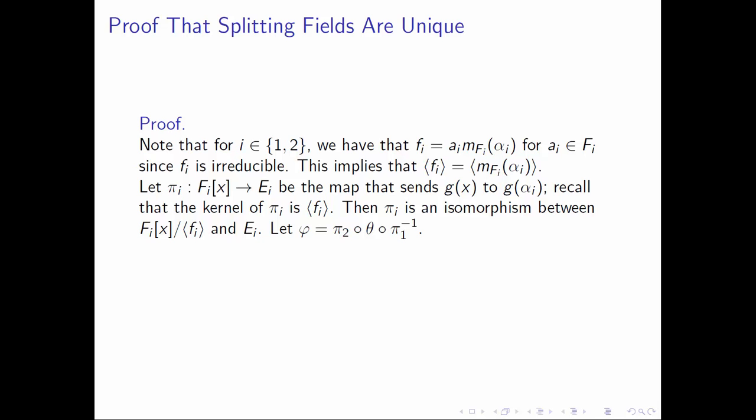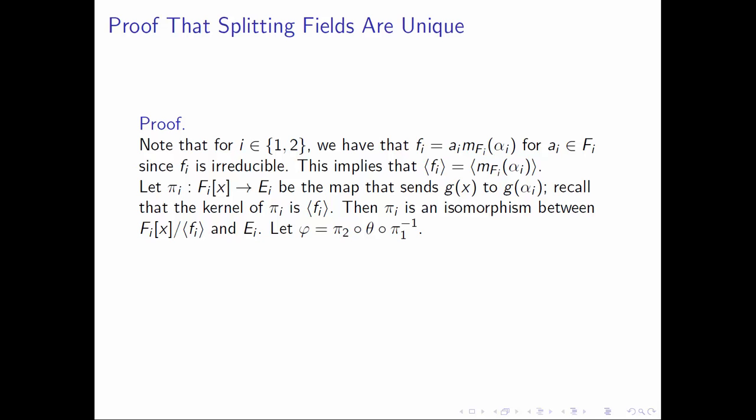So what we're going to use that for is the following. We're going to define a map pi_i from F_i adjoined x to E_i. The map that we saw in the lemmas in the previous slides, that's what pi_i is. It's the map that evaluates on alpha_i. So it sends a polynomial g(x) to g evaluated at alpha_i. And as we saw in the lemma previously, the kernel of this mapping, pi_i, is the ideal generated by the minimal polynomial of alpha_i, and what we've just said is that the ideal that is generated by the minimal polynomial is just equal to the ideal generated by f_i.